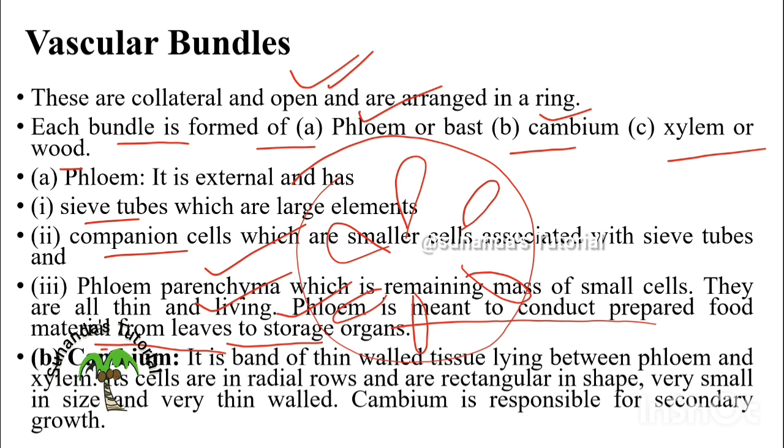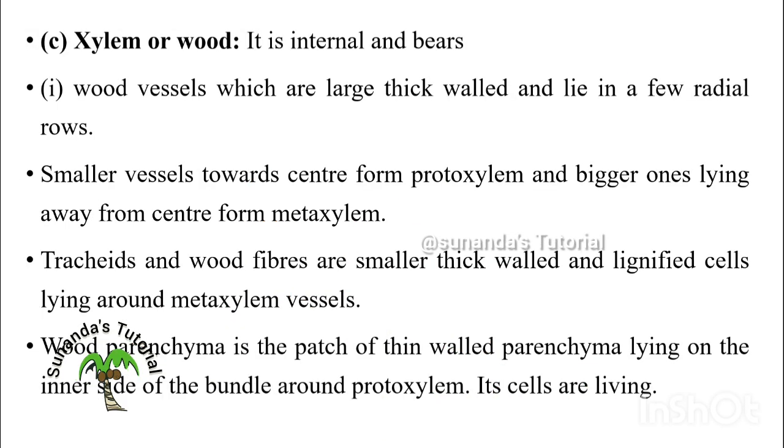Next, cambium. It is a thin walled tissue lying between phloem and xylem, and the cells are arranged in radial rows and are rectangular in shape, and cambium is responsible for secondary growth. The secondary growth starts from that cambium ring. Okay. Next, inner to cambium, xylem is present, and xylem consists of vessels, tracheids, and wood parenchyma, and those are meant for conducting water. Xylem is meant for conducting water.